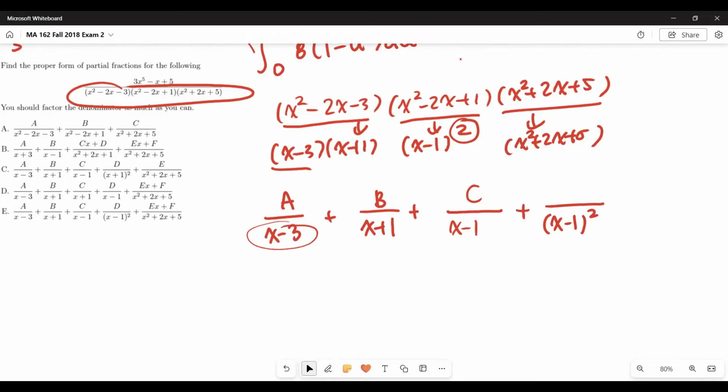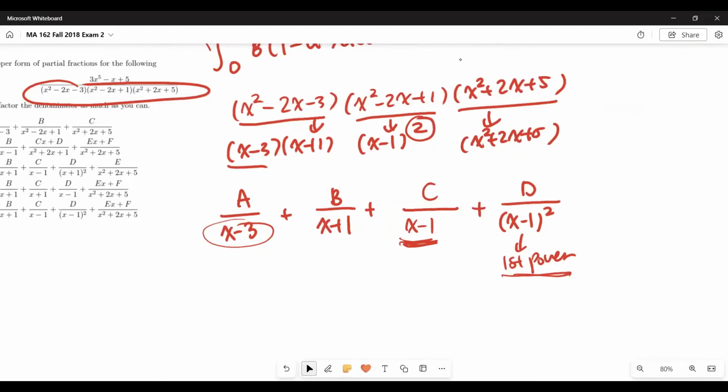So x minus 1 squared has to use the same power as the first repeated term's power, meaning it's going to be considered as the first power. I don't know why we consider it like that, but that's the rule. So you just kind of have to remember it. If it's a repeated term, you have to use the repeated term's power. So it's going to be considered as first power because x minus 1 is first power, meaning our numerator will be just a constant. Oh, why am I going forward? D. Yeah, it's not E.